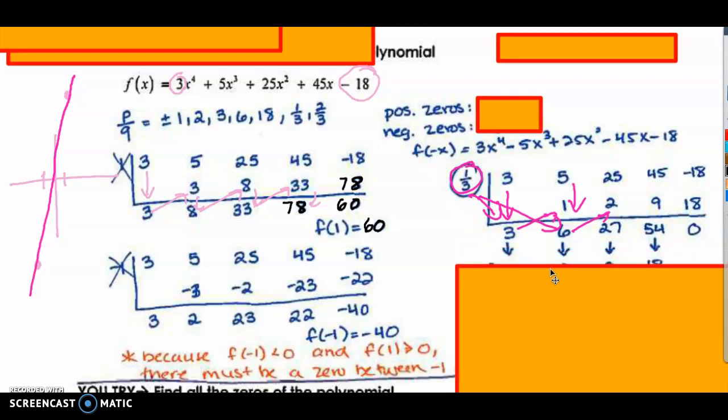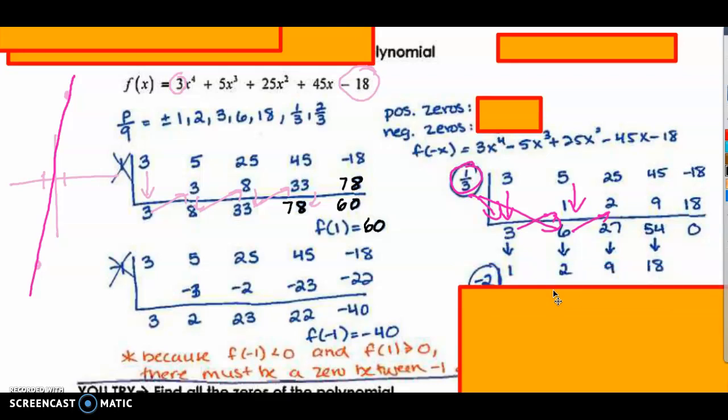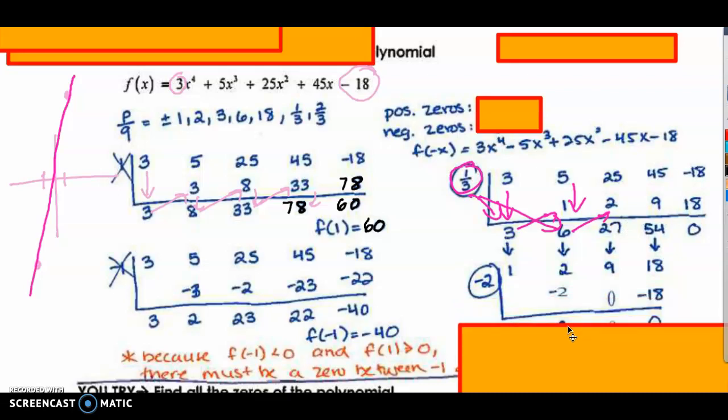So at this point I noticed that I could just divide a 3 out. So I went ahead and divided a 3 out. 3 divided by 3 is 1, 6 divided by 3, and so on. If you don't do that, I can show you what happens. You get the same exact thing. And then I said, all right, I'm going to try -2.